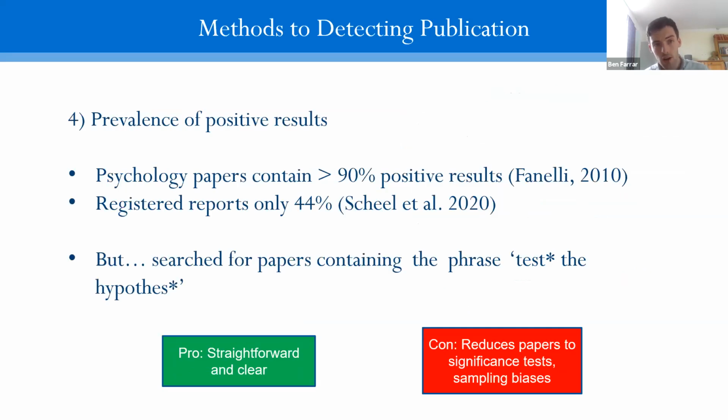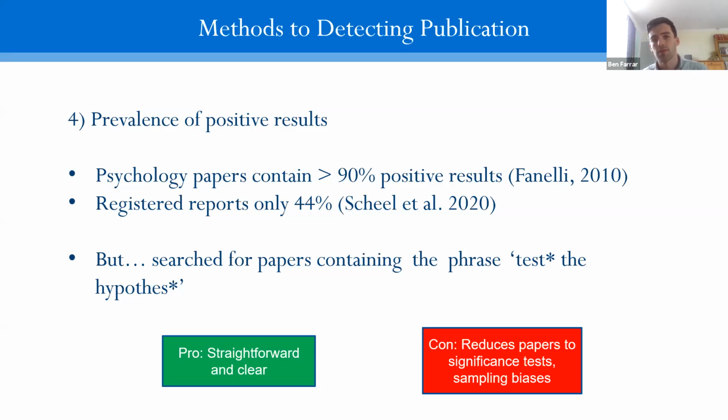And the final method, and I think this is the most cited one, is just to count out the prevalence of positive results. You might have heard the claim that psychology papers contain over 90% positive results, and contrast this with registered reports where you're getting perhaps under 50%. Okay, that's a big problem. If our literatures are only containing positive results, then either we're just running studies where the answers are already obvious, or there's this big wad of unpublished findings that we're not being able to see.